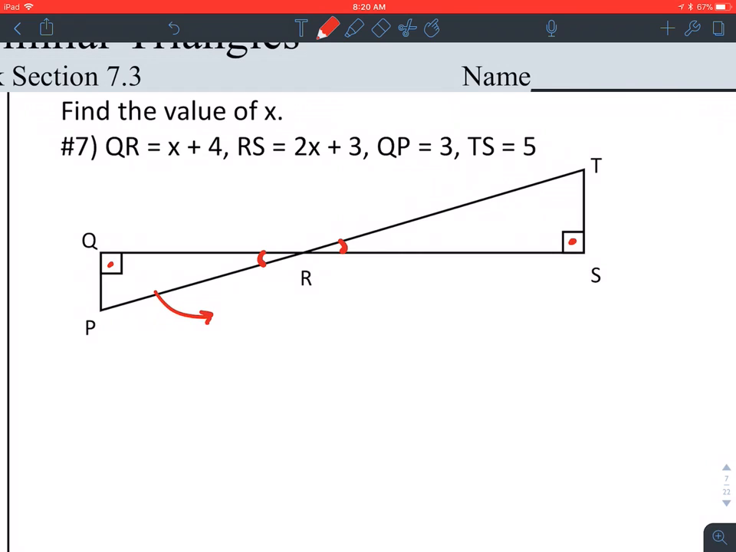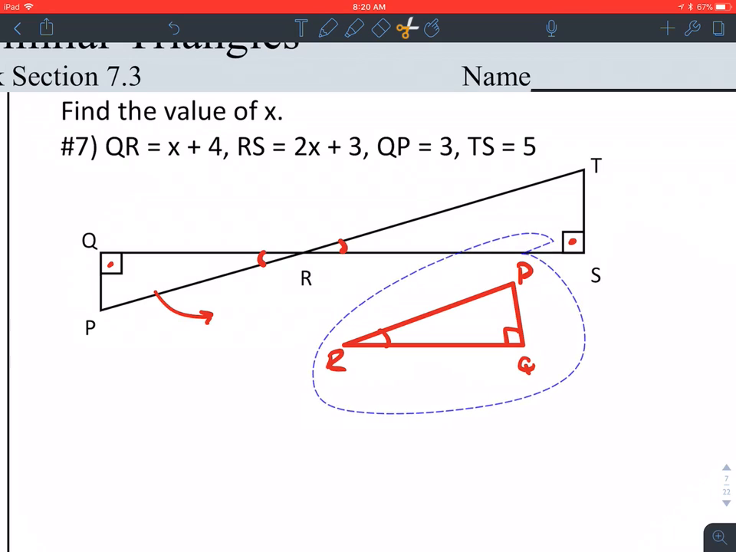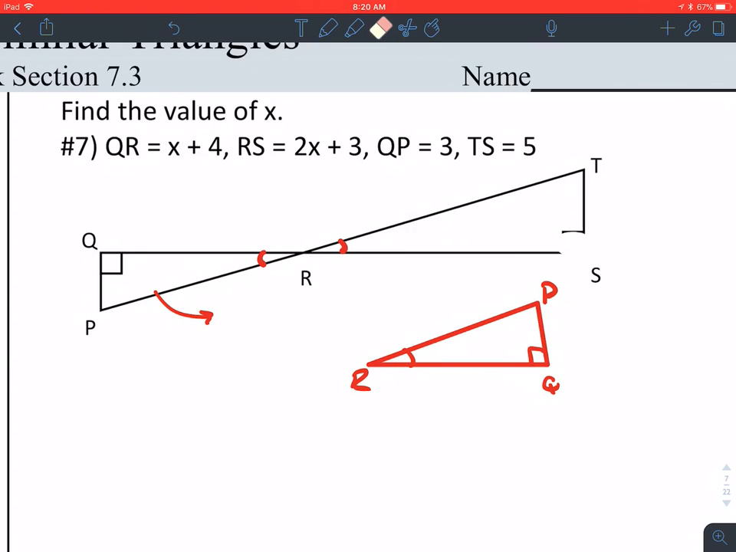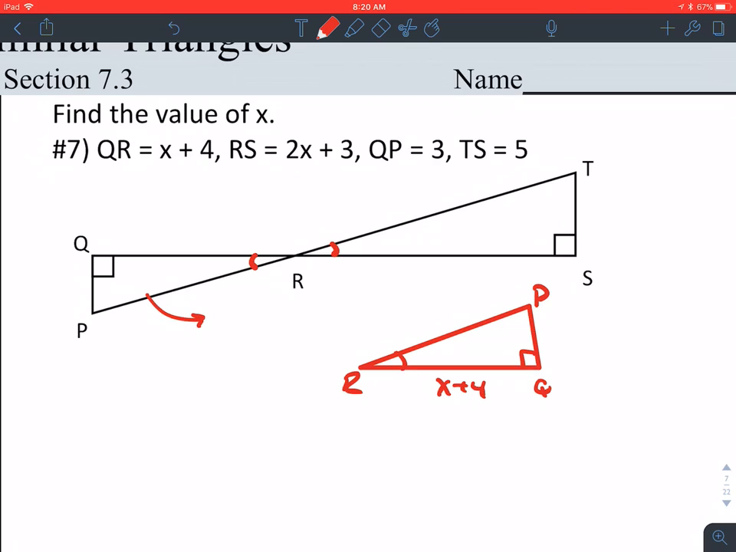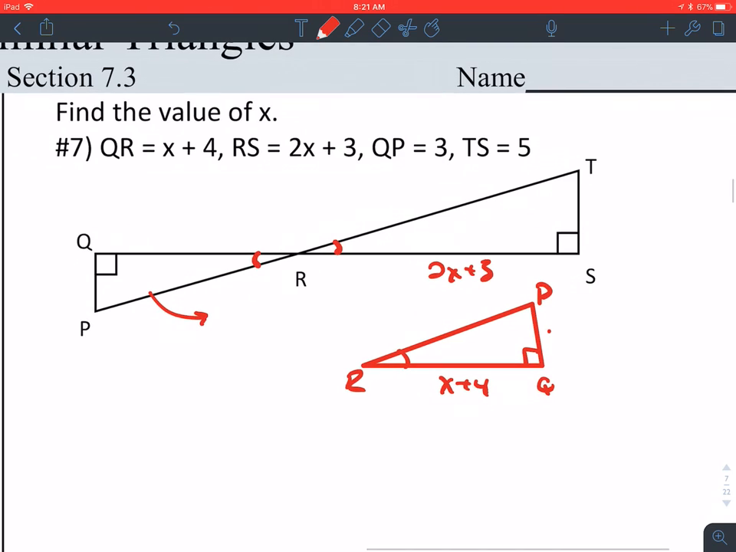So I'm going to redraw this picture over here so that my corresponding sides are in the same positions. Got 90 and one arc. One arc is R, 90 is Q, and P is the angle without any marks. So it says QR is x plus 4. RS is 2x plus 3. QP is 3. TS is 5.